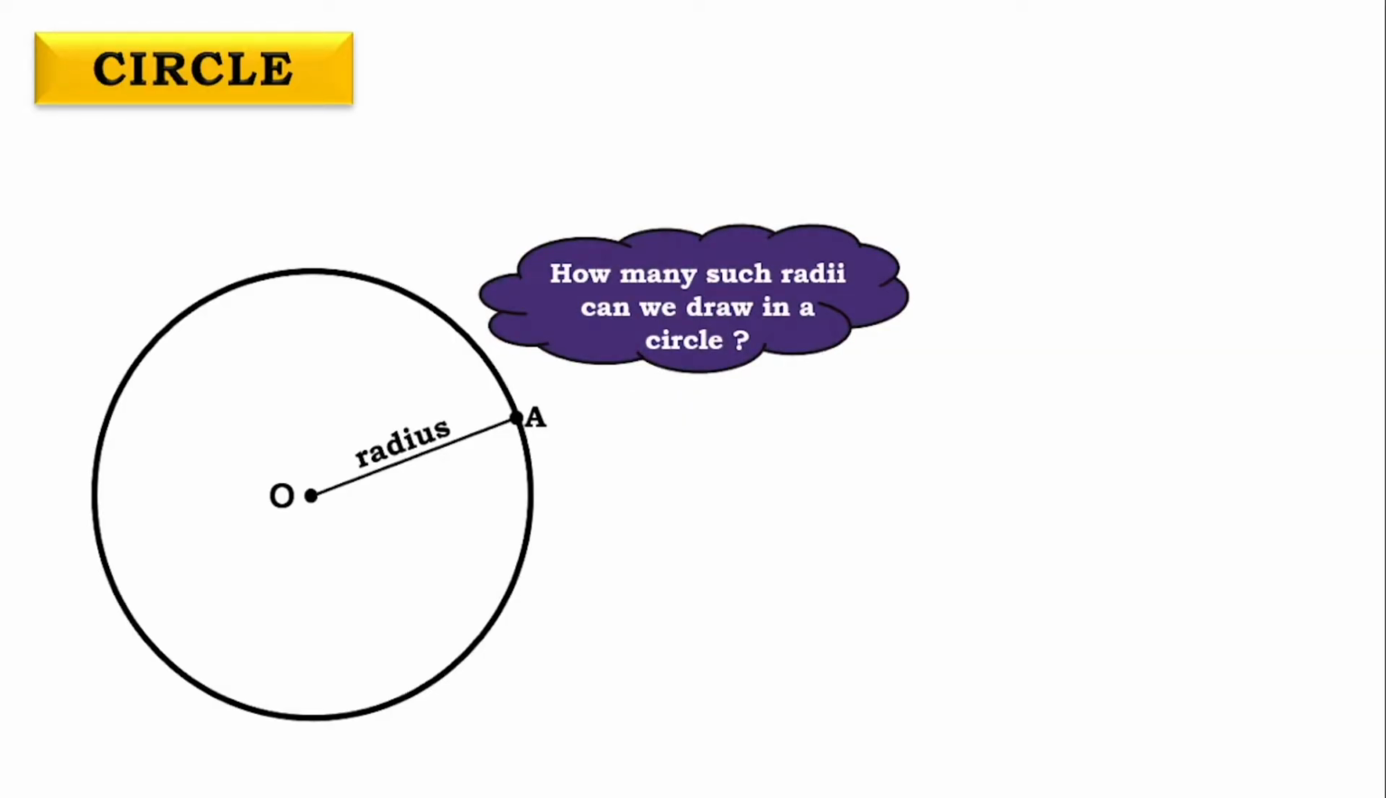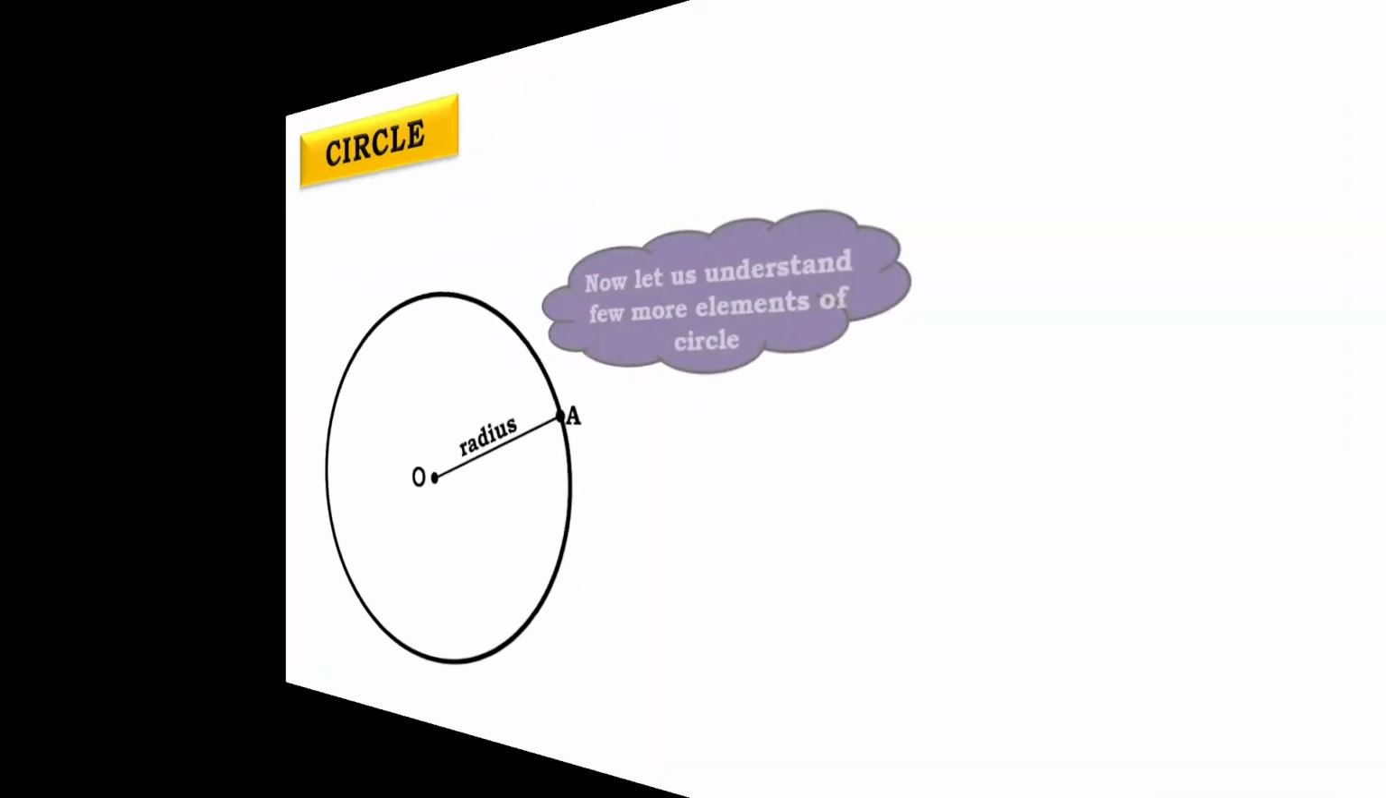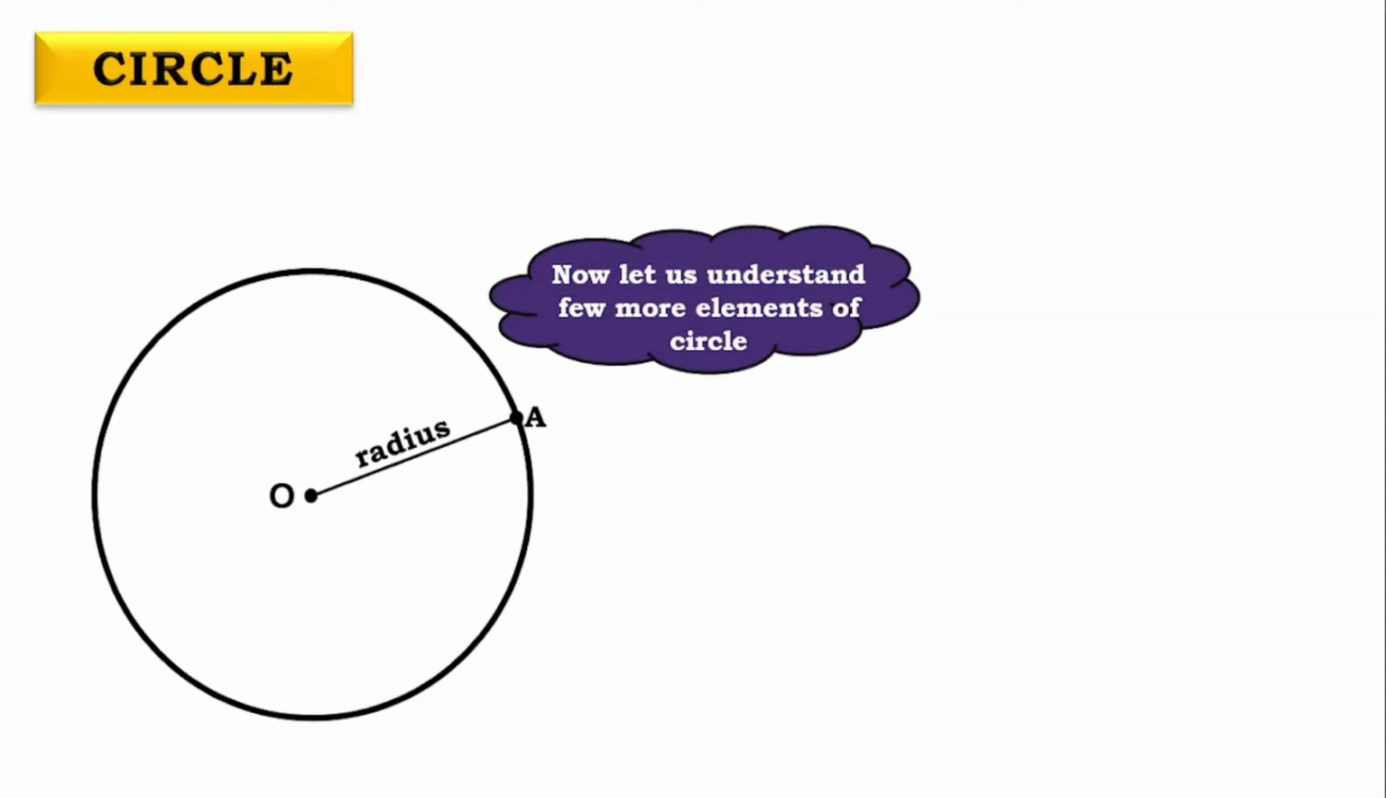How many such radii can we draw in a circle? We can draw infinite radii in a circle. Now remember this, radii of the same circle are equal. They are saying that the radii of the same circle are always equal. Understood? Now let us understand a few more elements of circle.